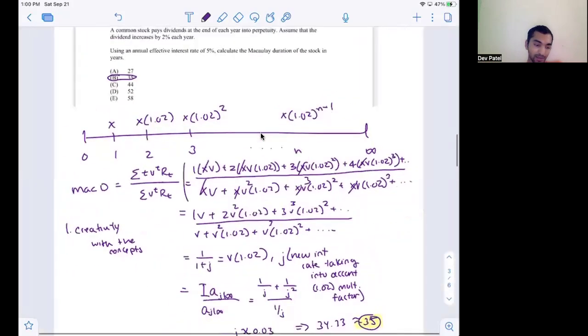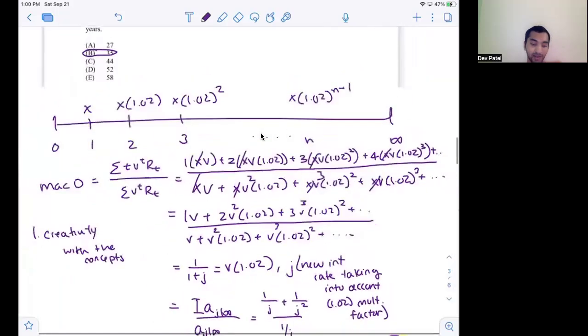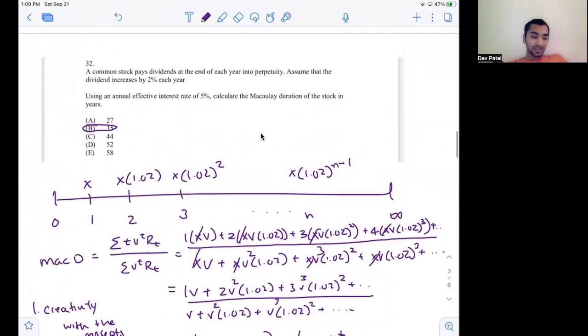Once we have this, we can cancel out all the X's. So we're left with V plus 2V squared times 1.02 plus 3V cubed times 1.02 squared, and so on. And then in the denominator, we have the same thing, the present value. Now, one of the adjustments that we can make here is in terms of the interest rate. The interest rate in this case is just 5%.